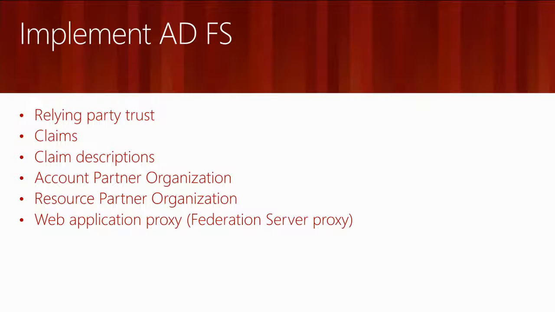Claim descriptions. You can publish those in a couple of different ways. And let me flip through here for a second. Account partner organization. The partner organization has users who will access the applications.